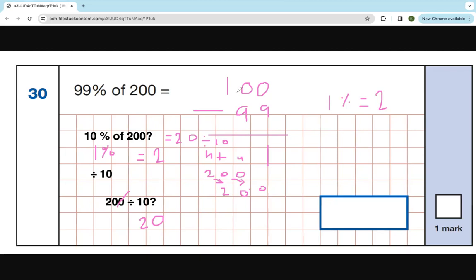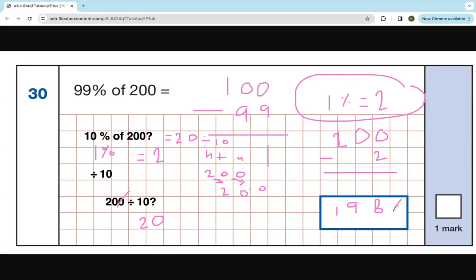So remember, 100% is the full value and 99% is 1% less. Now, if 1% equals 2, that means 200 minus 2 equals 198. Now, the examiner gave a little bit of guidance here.